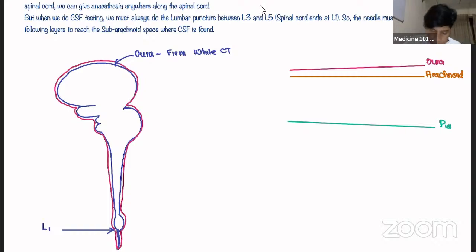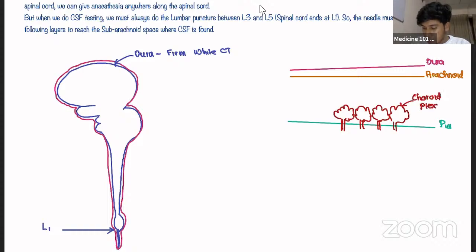Now, I need you guys to understand the importance of this. There are going to be blood vessels that will come like this, and they will form these outgrowths. Can someone name them? What are these outgrowths? These are called choroid plexus. Can someone tell me the function of choroid plexus? CSF secretion.